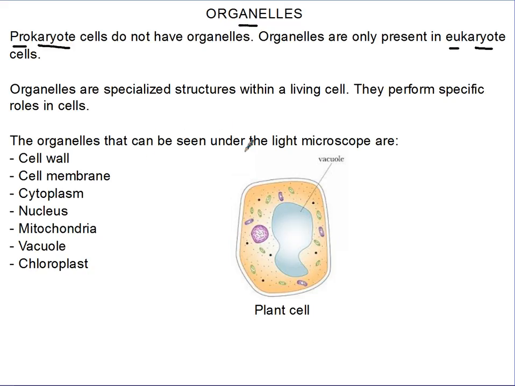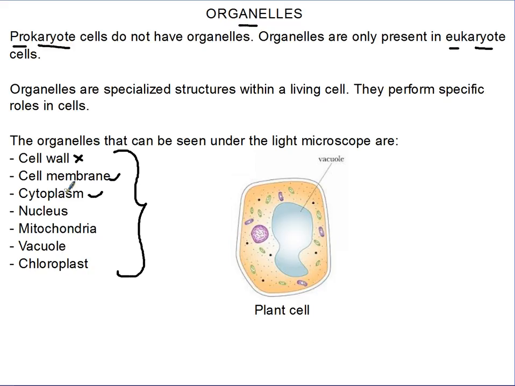Now, when we examine a cell under the light microscope, these are the 7 main organelles we are going to be seeing. Now we're going to see the cell wall, depending on whether it is a plant cell, it is a fungi cell, or it is an animal cell. If it is an animal cell, we are not going to see the cell wall, but we are going to see a cell membrane. We will see a cytoplasm, mitochondria, nucleus, vacuole. And we will see a chloroplast only in the plant cell. Okay, so these are the 7 things we will see in a cell.